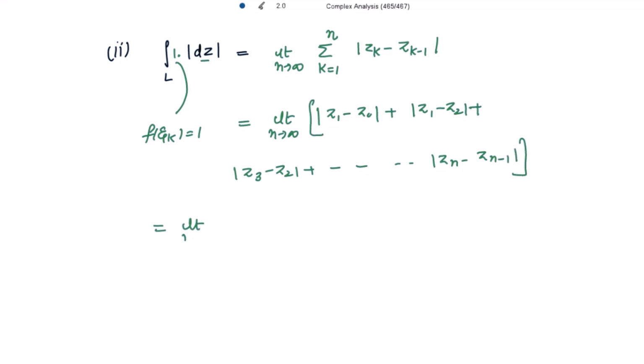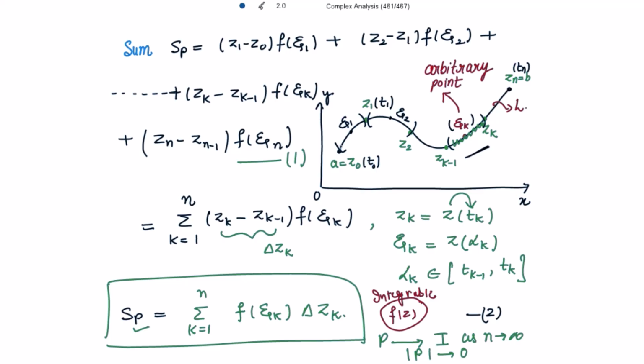So this is the limit n tending to infinity. What is the mod of z1 minus z0? It is your chord. If I join these points by straight lines, we get the polygon curve, so z1 minus z0 is your chord.